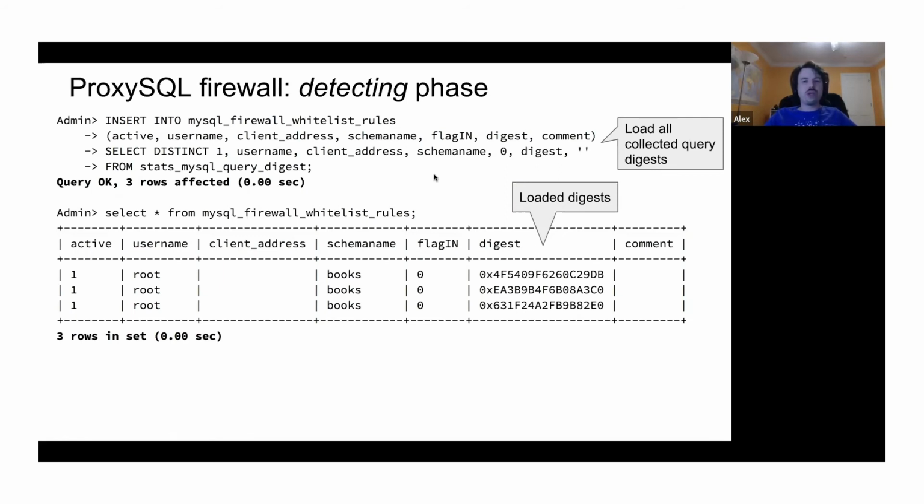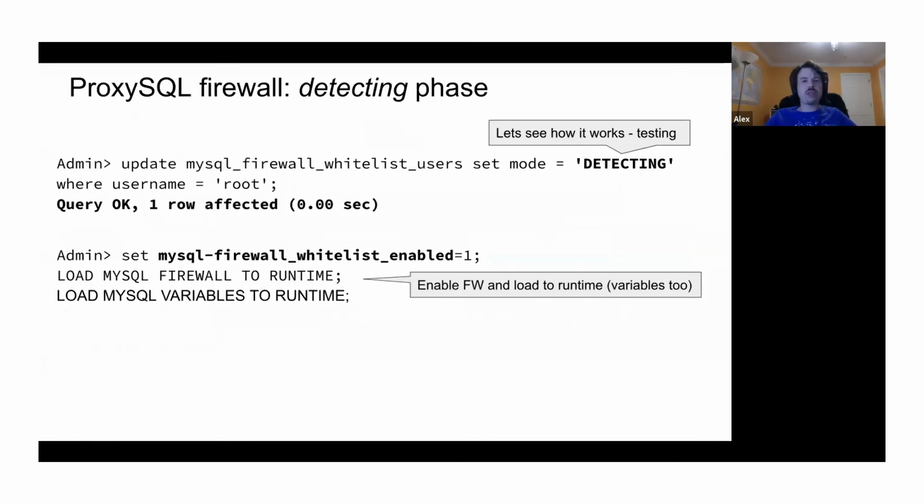Okay, that looks good. So let's see what happens next. Then we will want to set the mode to detecting. Again, this is horrible practice, but we're still using user root, but we will be protecting this user. So now we'll do load MySQL firewall to runtime, load MySQL variables to runtime to enable the firewall whitelist.